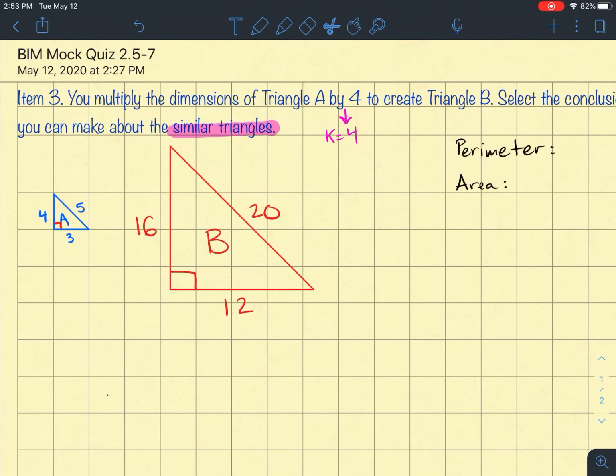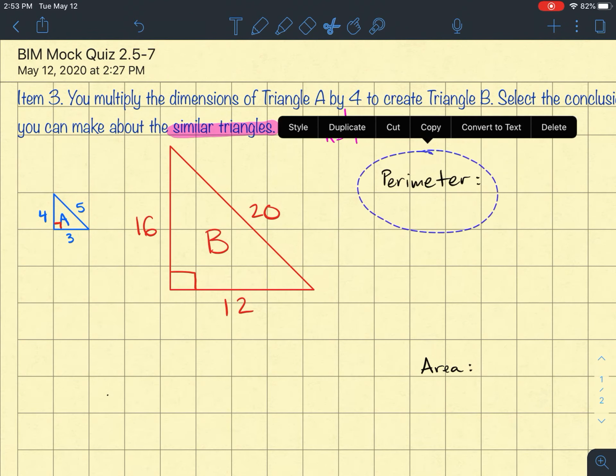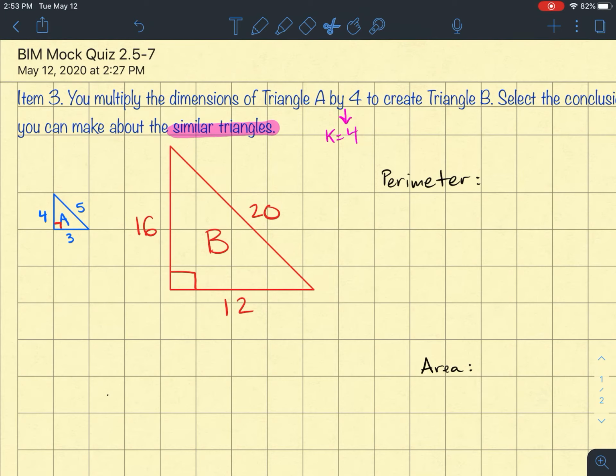So one of the correct responses is that the perimeter of the triangles, one of them is 4 times greater. So the perimeter of triangle B is 4 times greater than the perimeter of triangle A. And let's just go ahead and work through that.